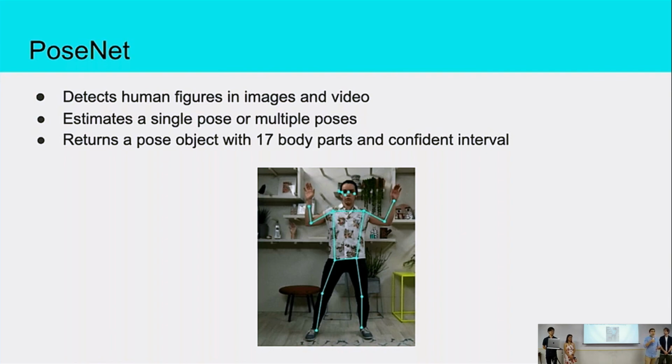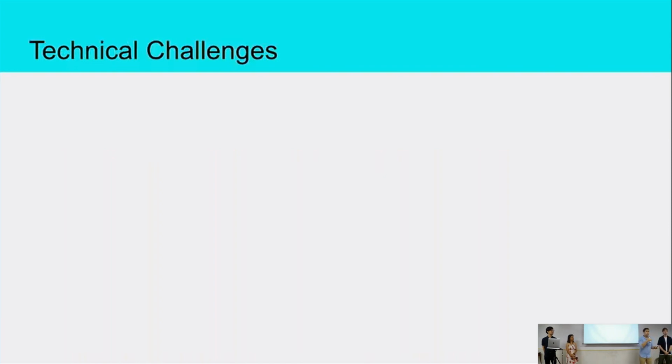We used a single pose algorithm, which means only one person can stay in front of the webcam to be scored correctly. Once it scores you, for every frame it will return 17 key body parts and the confidence score, which means how good that estimation was. For our challenges, I'm going to pass it to Johannes.